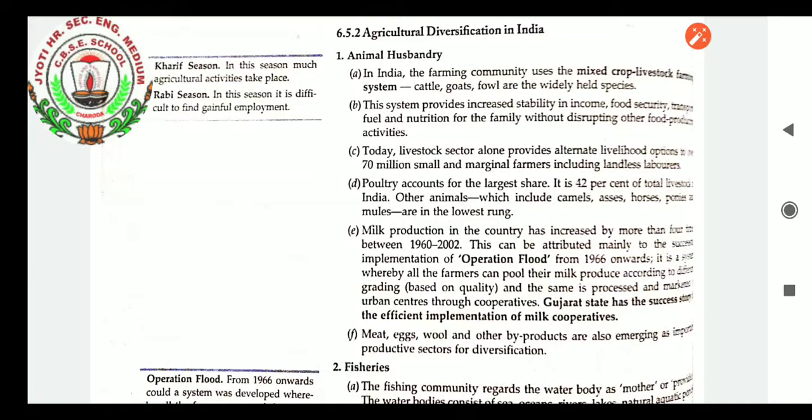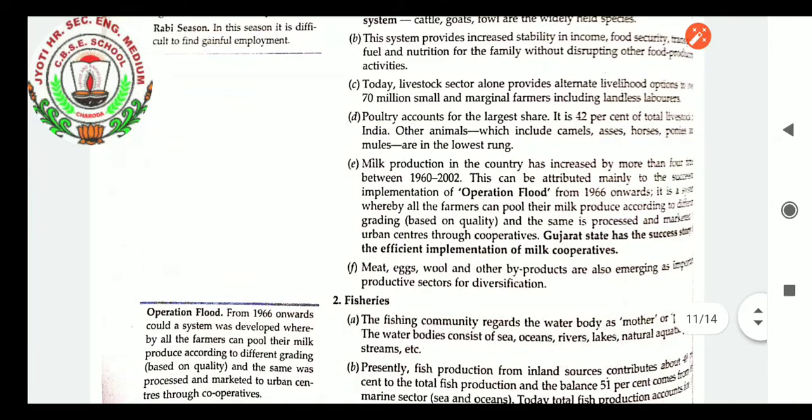Livestock, as I already explained, means the cattle, goats and such animals. Poultry is 42% of total livestock in India. Other animals, which include camels, asses, horses, ponies or mules, are in the lowest rung. Milk production in the country has increased by more than 4 times between 1960 and 2002. This can be attributed mainly to the success of the implementation of Operation Flood from 1966 onwards.